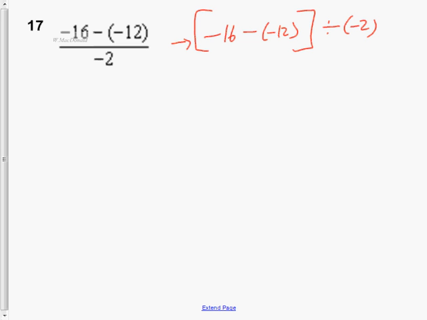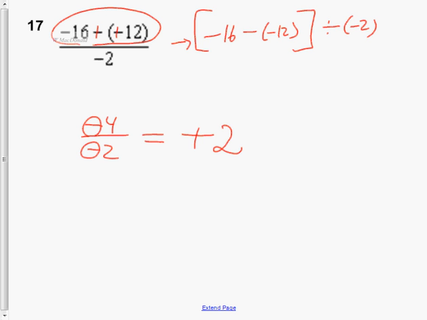One just looks different. So when I do this one up here, I'm going to keep my negative 16, change it to addition, use the opposite. 16 negatives and 12 positives will give me negative 4. Negative 4 divided by negative 2. We use our sign rules. 4 divided by 2 is 2. Same signs with division gives you a positive answer.